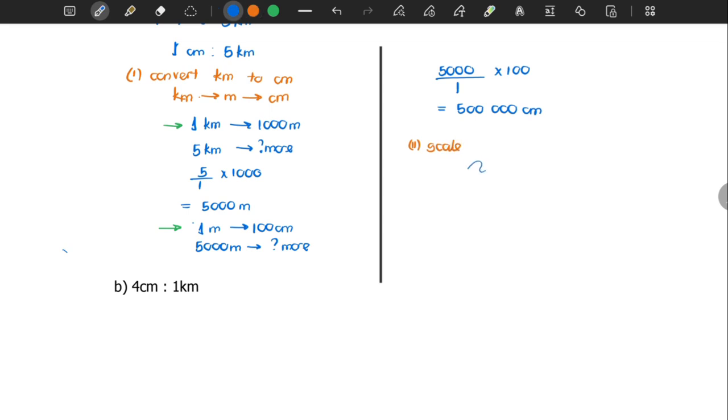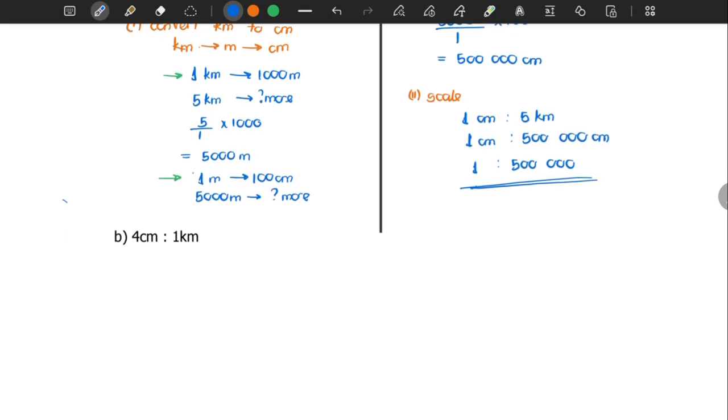Going back to the scale, we had 1 centimeter is to 5 kilometers, and we now know that 5 kilometers is 500,000 centimeters. Since the units are the same, we don't have to repeat them. So 1 is to 500,000 is the answer. That's how it would be on the scale.